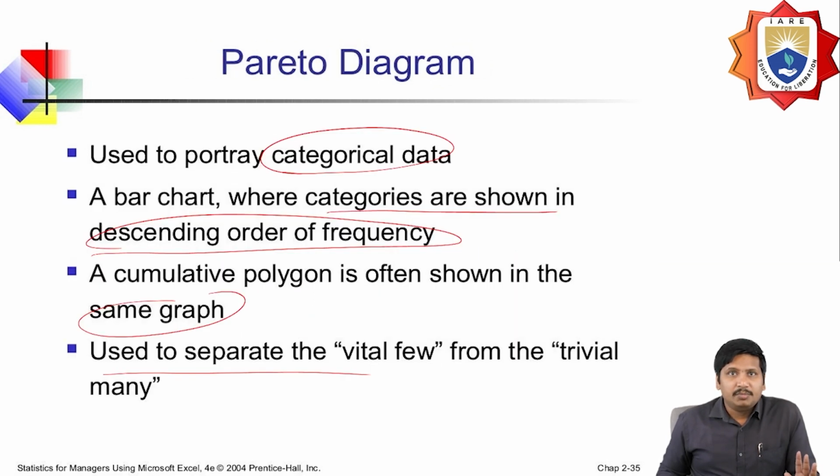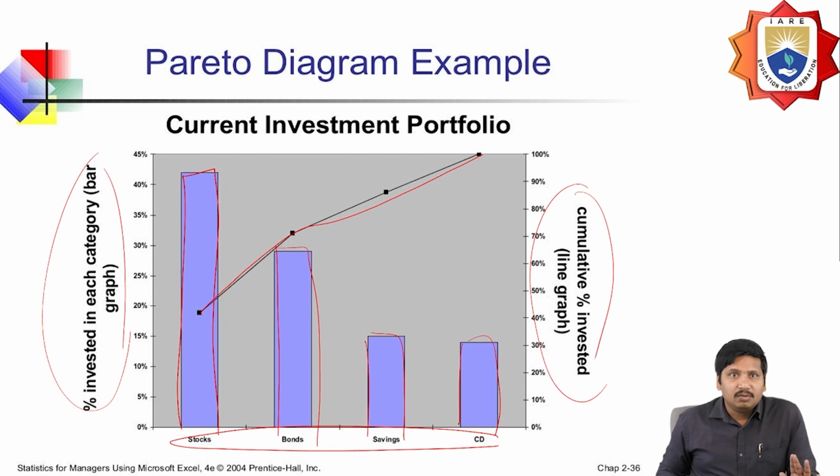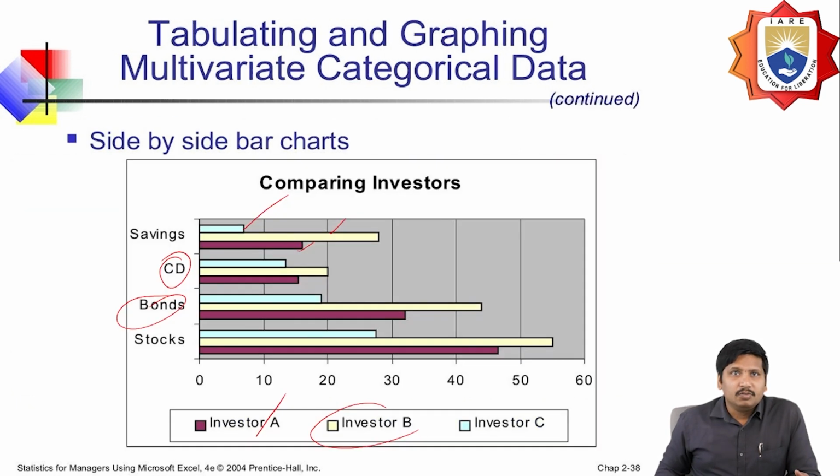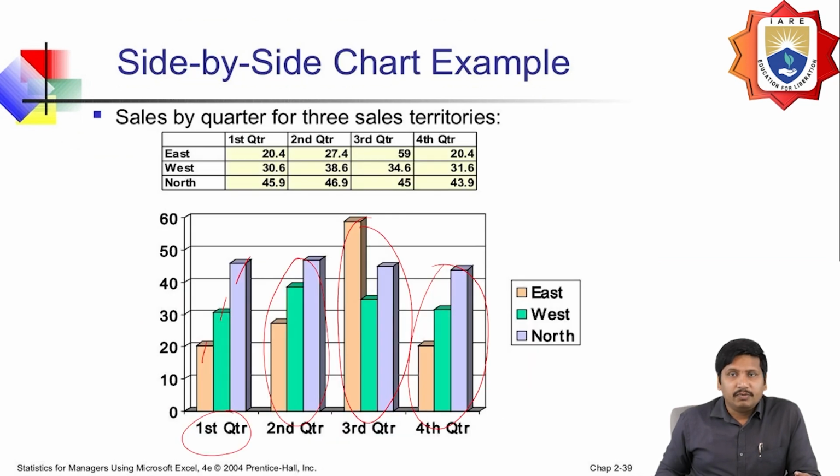The Pareto diagram is another kind of diagram which represents categorical data in the form of frequencies, based on the cumulative frequency on the right side and the category on the left side. So this is the combination of a bar chart and a line chart. Then how we construct multivariate categorical data: for that, side by side bar charts are the better option for constructing it.